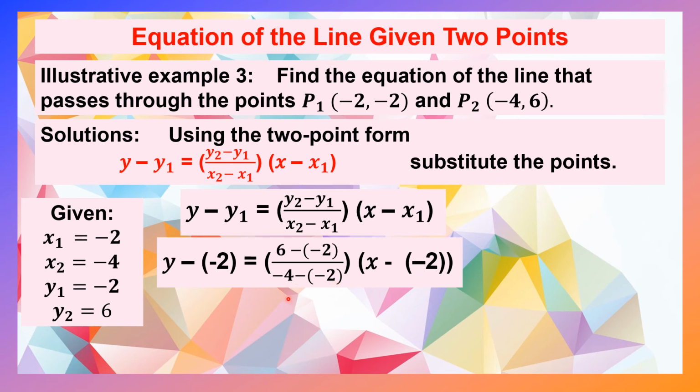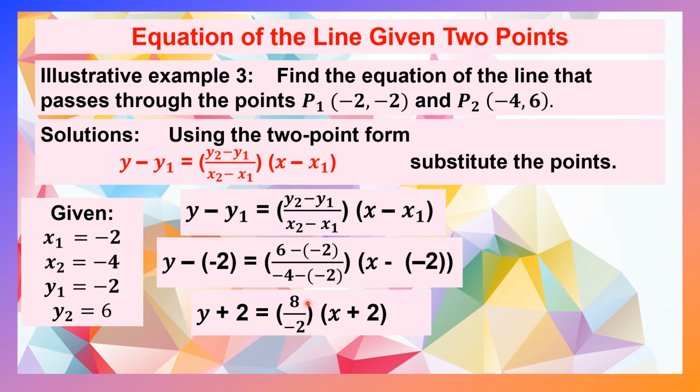So, simplifying this, we have 6 minus negative 2 is positive 8. Negative 4 minus negative 2 is equal to negative 2. And the minus sign can be a negative sign. So, we multiply negative times negative 2, it is equal to positive 2. And then, we also have here, negative times negative 2 is positive 2. So, we have now y plus 2 equals 8 over negative 2 times the quantity x plus 2.